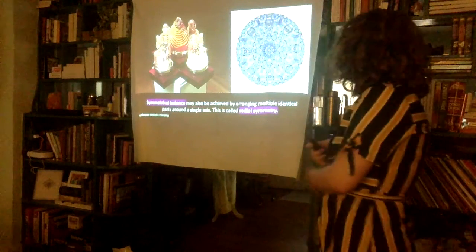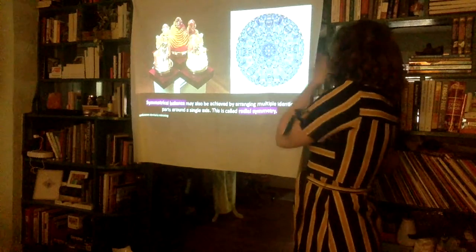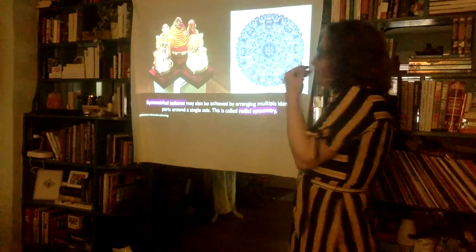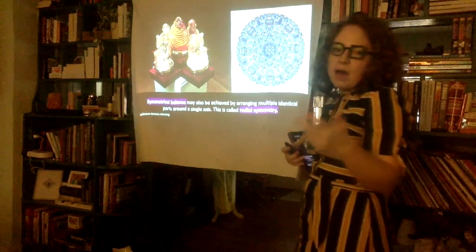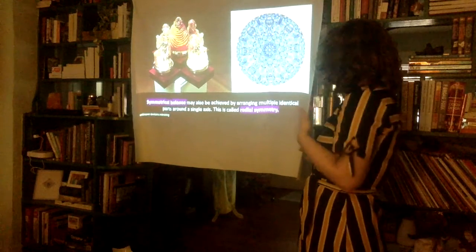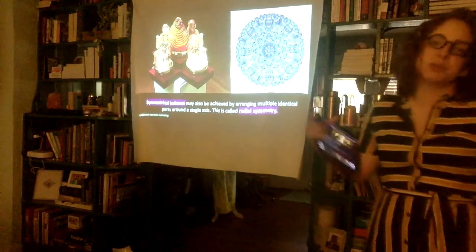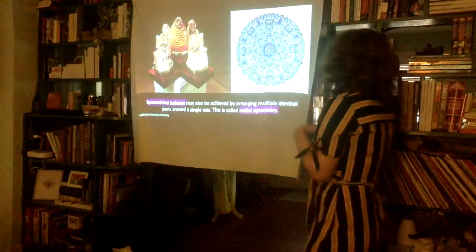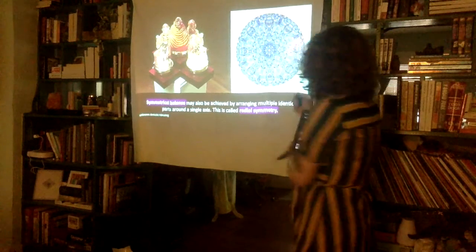And then symmetrical balance may also be achieved by arranging multiple identical parts around a single axis. This is called radial symmetry. So I have two examples of radial symmetry. One is like a more traditional version of radial symmetry, which is this one right here.